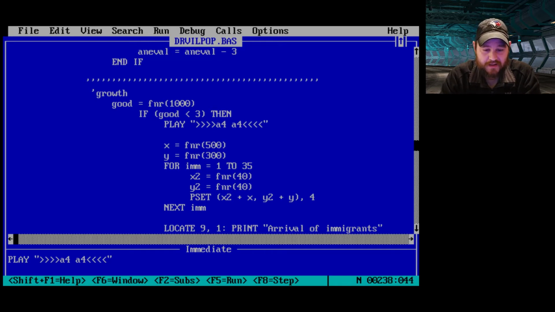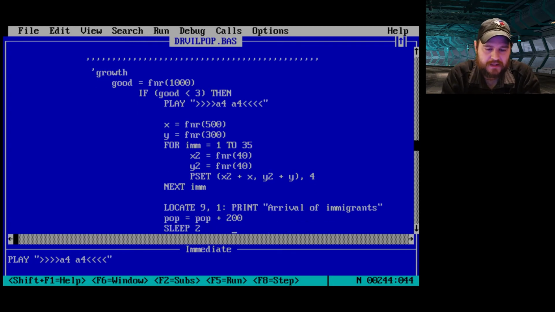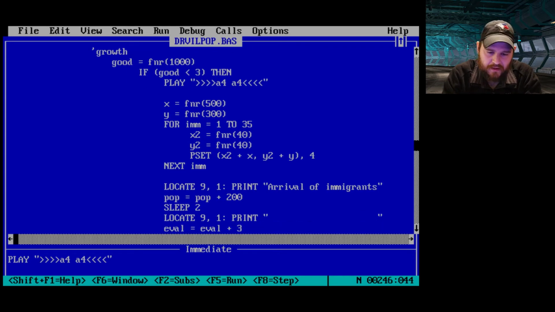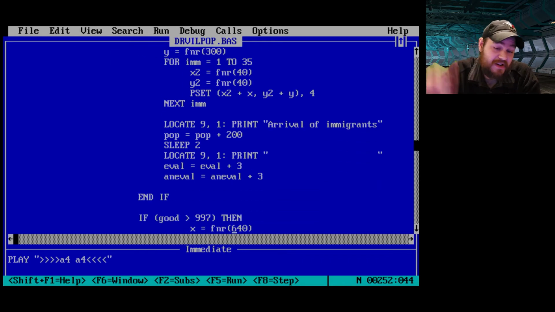35 random dots. And they're going to be contained in a 40 by 40 rectangle, or square, I guess, that's offset somewhere based on these random coordinates. And they're all going to be colored red, and that's what we saw. We saw little squares of red dots appear whenever immigrants came. Your population gets increased by 200. Okay, not a big deal. We wait 2 seconds, erase it, and then your evaluation increases. I guess that's a good thing, immigrants coming into your city. Of course it is.